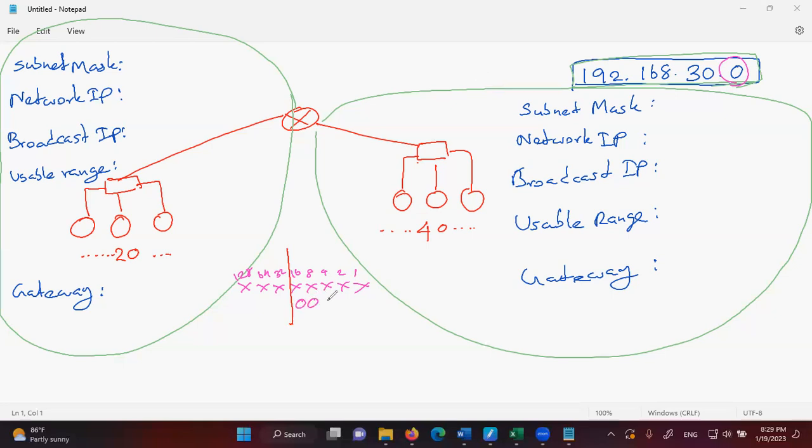So 0 0 0 0 0 1 1 1. So if we convert this number into decimal, this is 224. Then children, the subnet mask for this network will be 255 dot 224 is the new subnet. Network IP. So this is the first block. So then we can use the smallest IP here, 192.168.30.0.